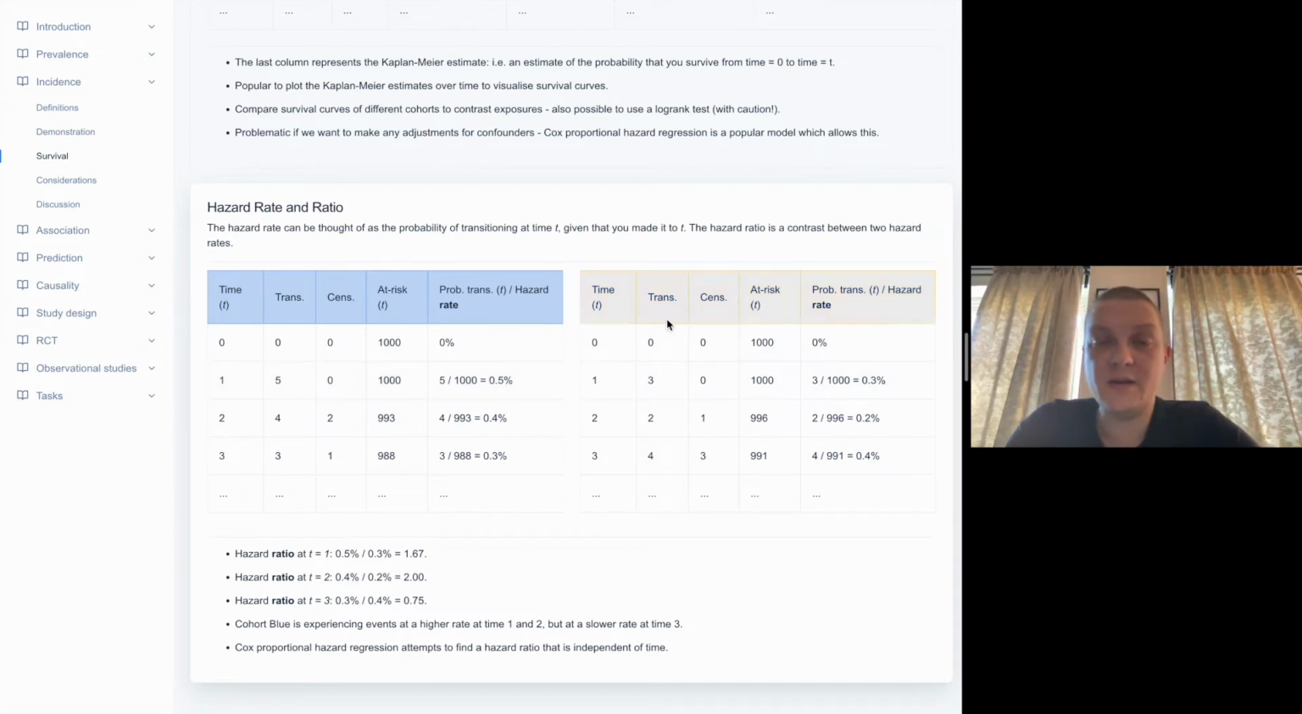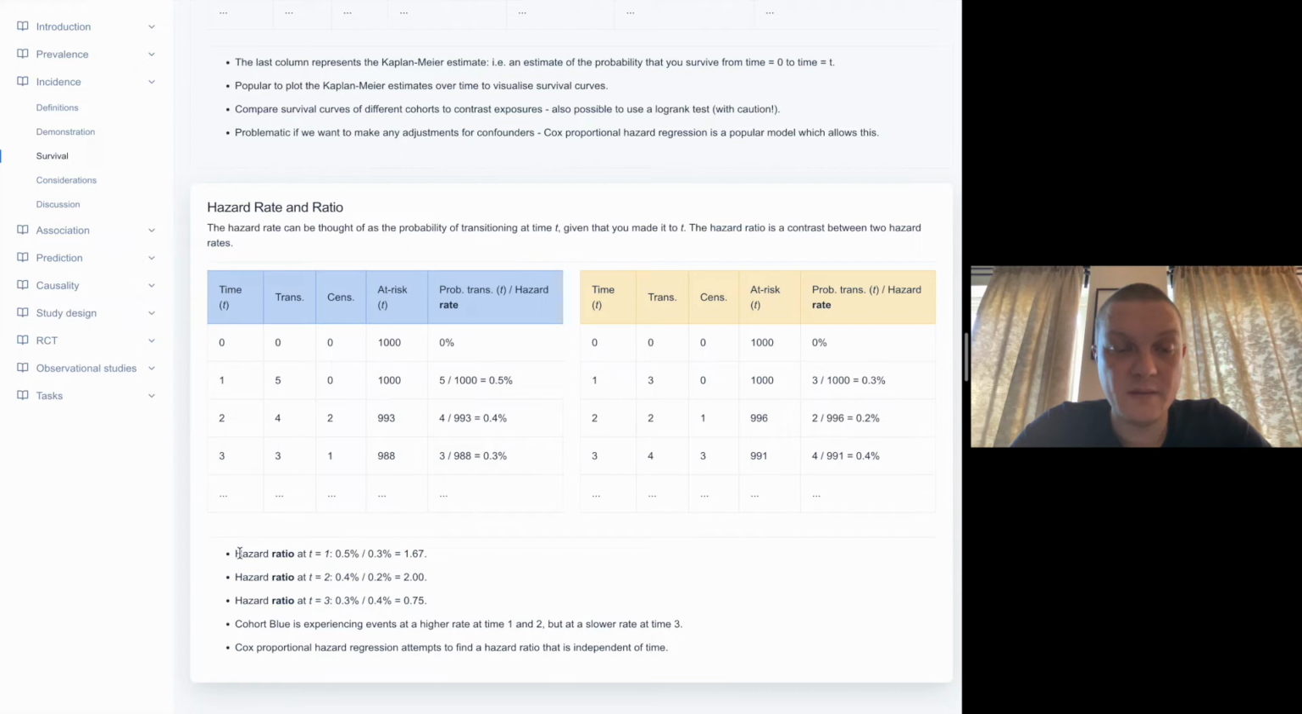And then here in this cohort, exactly the same. I've just changed the numbers a bit so that the cohort's a little bit different. So in this cohort, we had 5 people transitioning at time 1, and in the yellow cohort, we had 3 people. And a few other numbers are different here as well. So we've got hazard rates here in the last column in each table. These are the hazard rates. But what is the hazard ratio then?